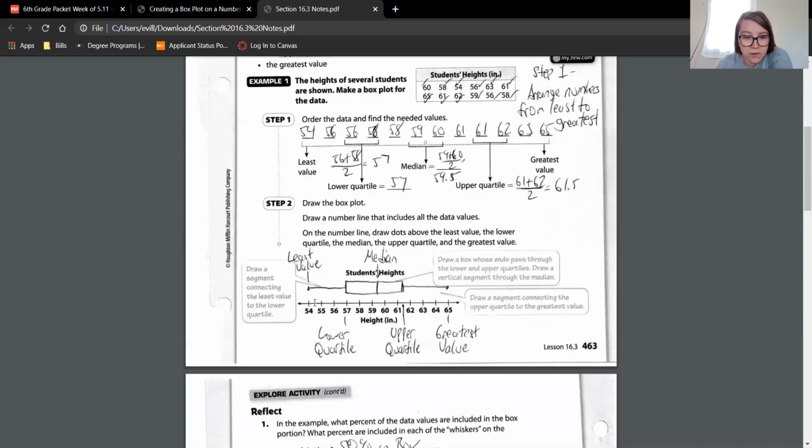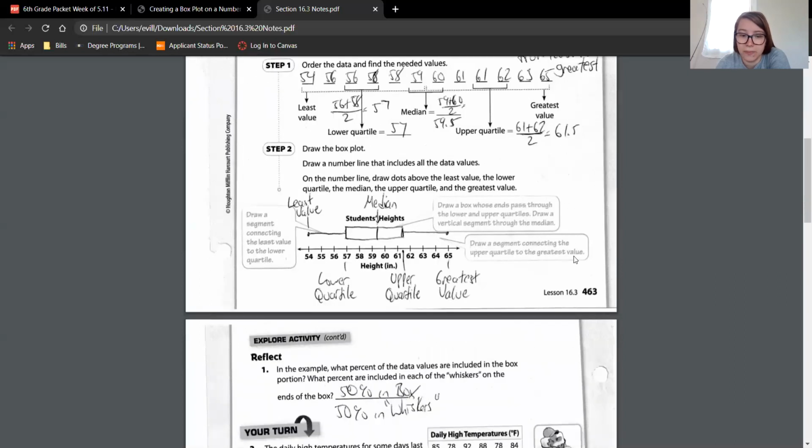Once we do that, we draw a segment or a line that connects the least value to the lower quartile. So we drew from here to here. And then we draw a box that ends pass through the lower and upper quartiles and draw a vertical segment through the median. So we'd have to start at the lower quartile and we draw a line all the way to the upper quartile and we make a box out of it, and then it wants a line at the median. And then last but not least, we have to draw a segment or a line that connects the upper quartile to the greatest value. So from the end of that box to our largest number.